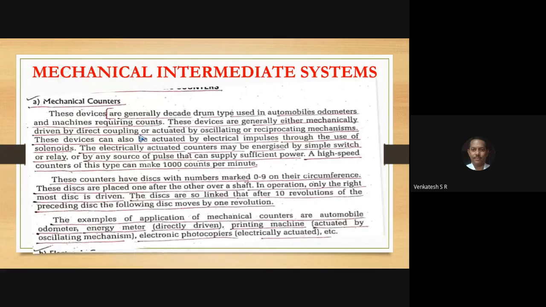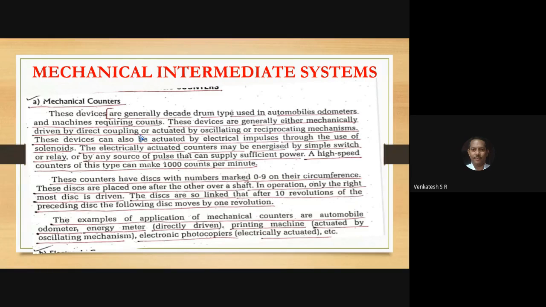All of you write down the question. Explain briefly the mechanical intermediate system.